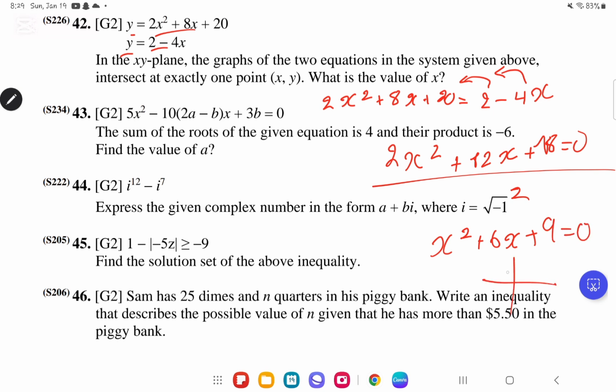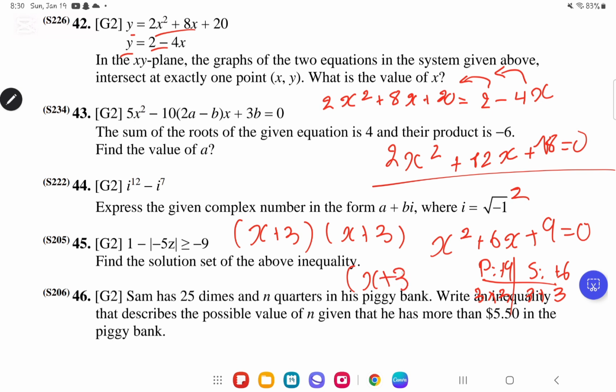Applying product, sum: product of plus 9, sum of plus 6. So you get 3 times 3, 3 plus 3. So it is x plus 3 times x plus 3. So x plus 3 squared. So that means x is then equal to minus 3. So the value of x at their intersection point is then minus 3. So whenever they say intersection, you make them equal to each other.